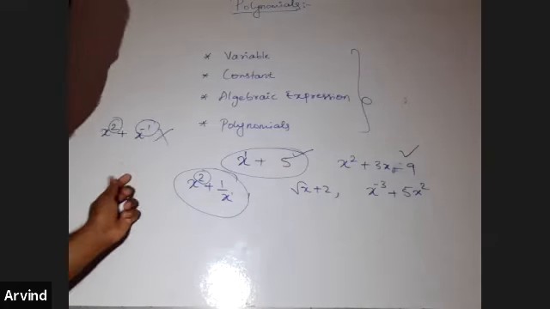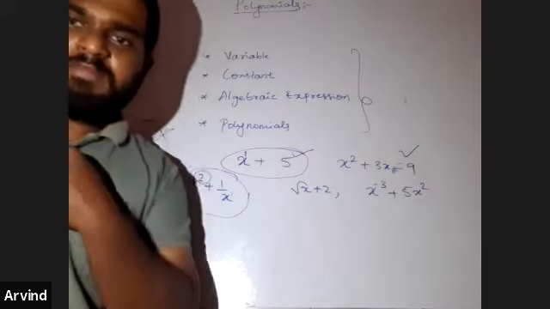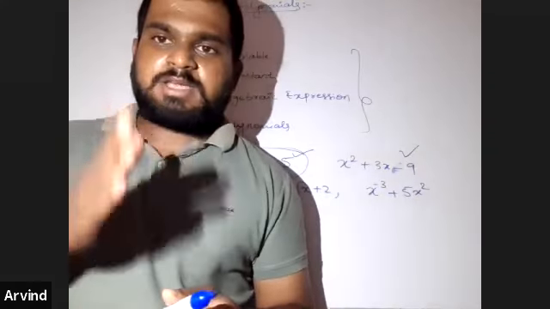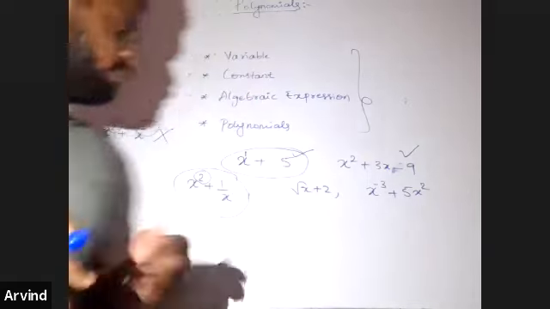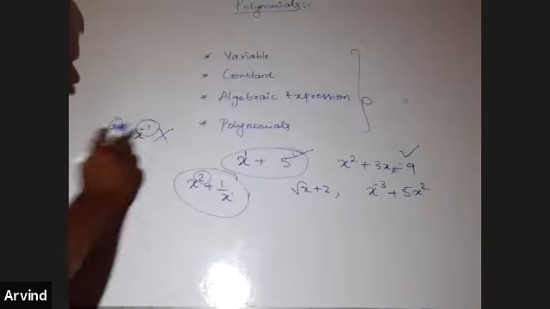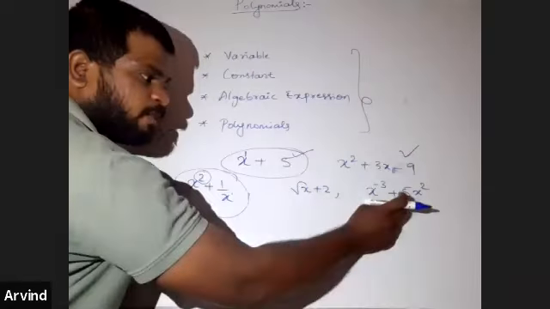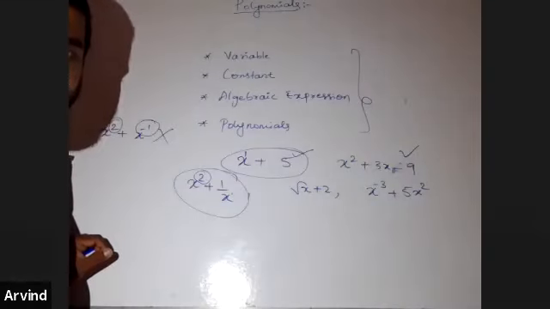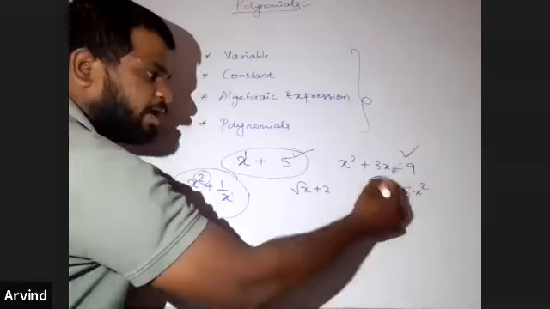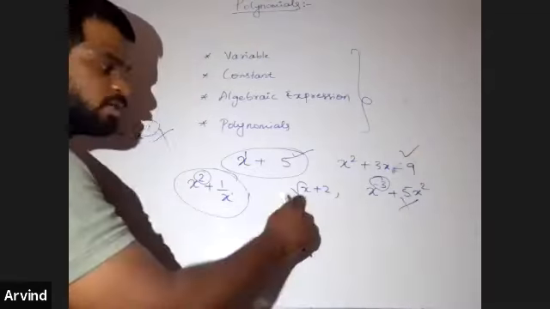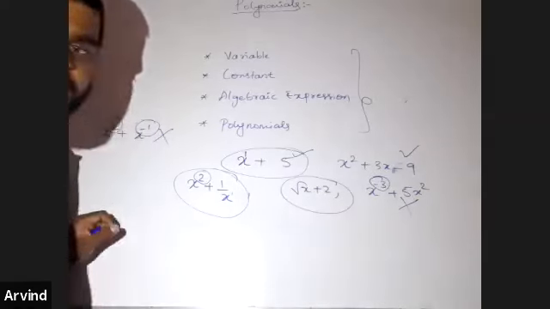Why is this not a polynomial? Because the power is a negative number. Whole numbers are 0, 1, 2, 3, and so on. They won't have any negative number. So here there is a negative number. This is not a polynomial. What about this? Is this a polynomial? No, sir, because there is a negative power. This is not a polynomial. What about this now? Is this a polynomial?